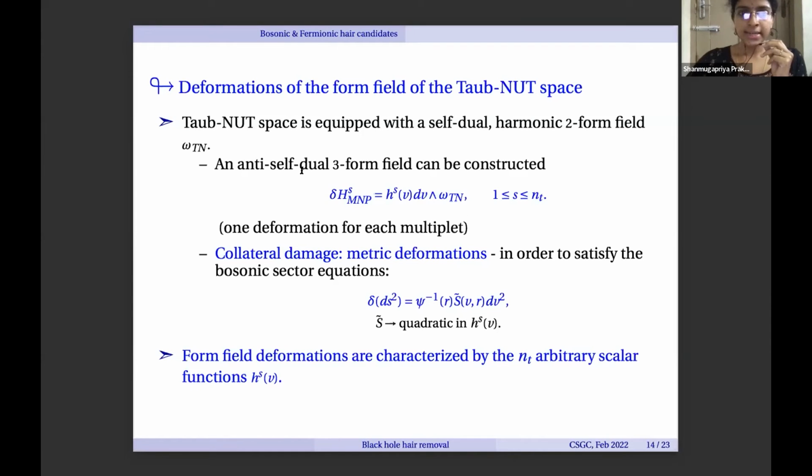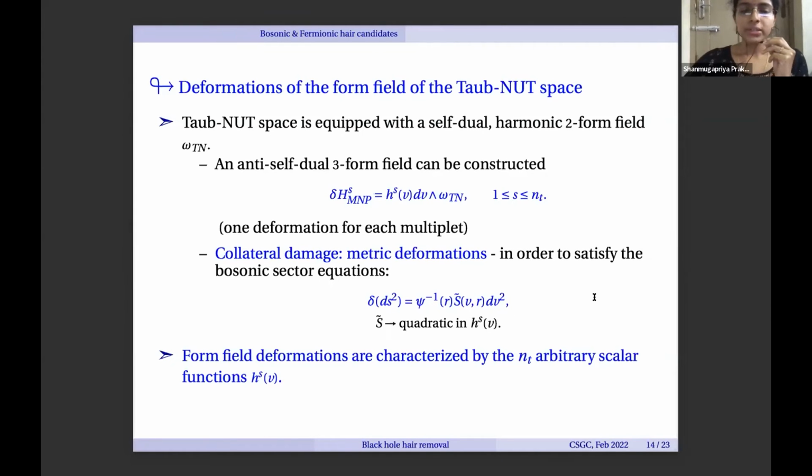So these anti-self-dual form field deformations will go into the bosonic sector equations, and they will cause some collateral damage. And this calls for a resulting deformation in the metric. We represent that by S tilde, which turns out to be quadratic in these functions H's of V. So these are some set of scalars that we have.